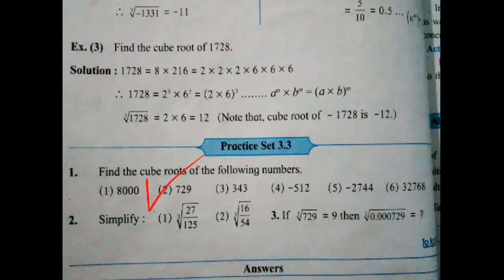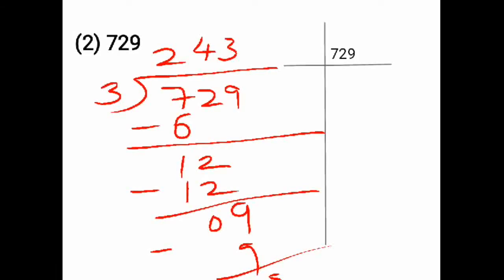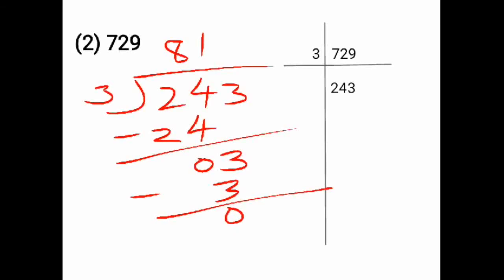Next, 729. Draw the vertical and horizontal line and write the number 729. 729 is divisible by 3. I have already divided here, so I am getting quotient 243. That is 3 into 243. Divide by 3, you have to write in this place, and quotient 243 you have to write in this place.